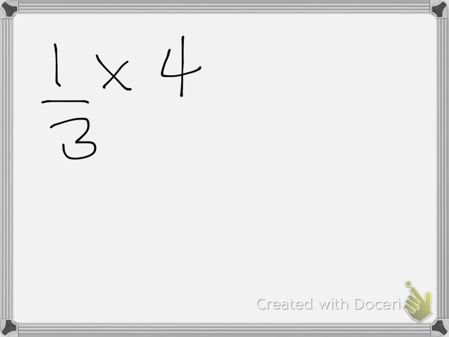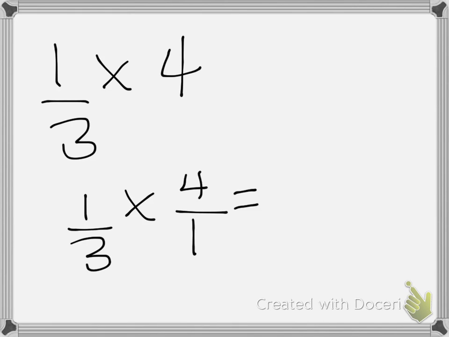Now to do it in standard algorithm, you have 1/3 times 4. So we take the 1/3 times 4, written as a fraction is 4/1. You multiply in the numerator, then multiply in the denominator. We have an improper fraction of 4/3. We're going to change that to a mixed number.